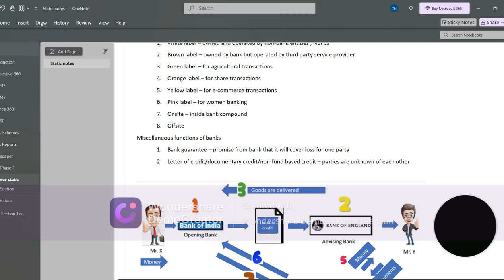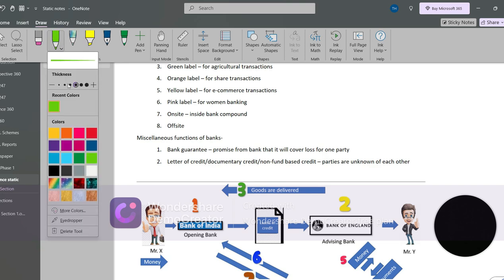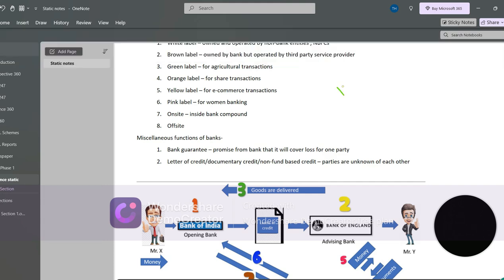Okay, so let me just draw it. Assume that is person X and this is person Y. This is the bank. Now in the first stage, person X owes person Y rupees 100. But right now, person X doesn't have the funds to give rupees 100 to person Y. What he does is he gives a bank guarantee to person Y.